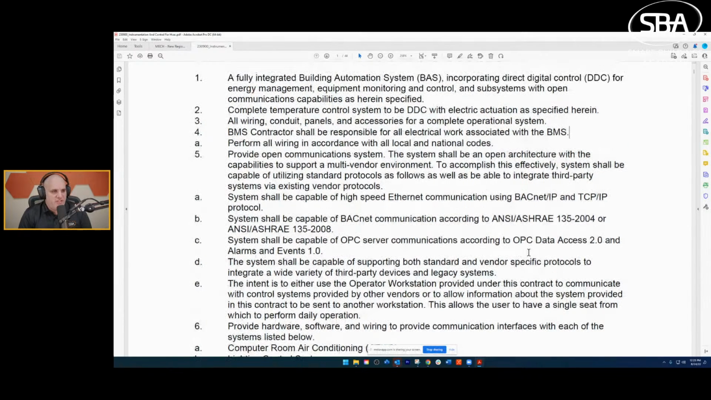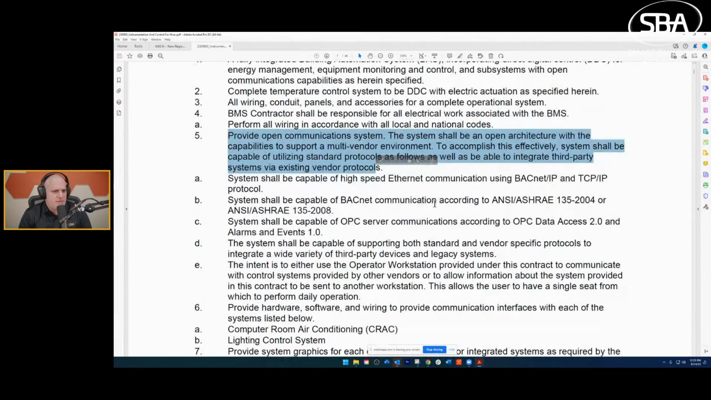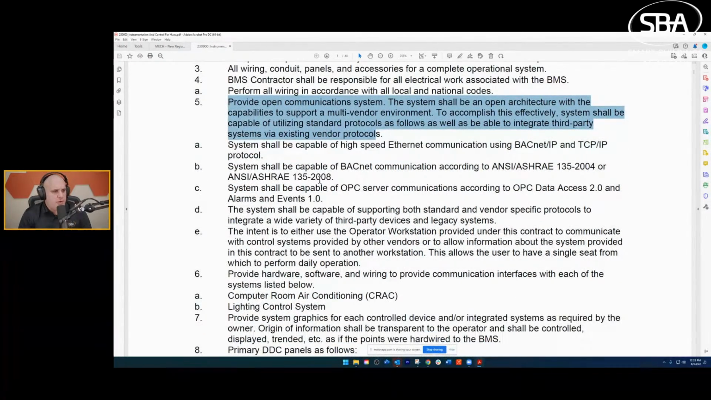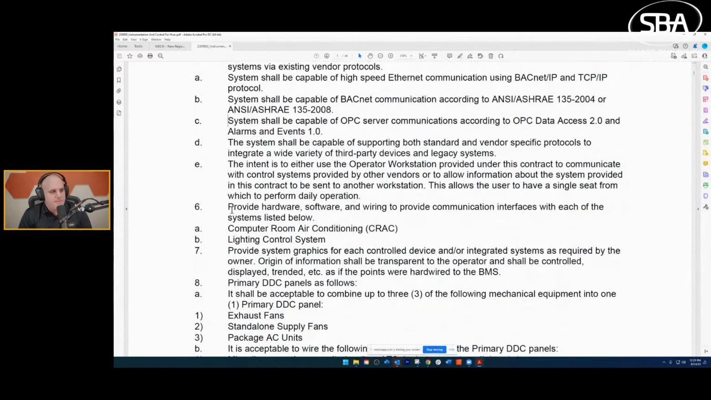Your general rule of thumb is that this applies to the information in this portion of the spec. That's typically it. Provide open communication system with multiple vendors. Okay, that, yeah, sure. BACnet, okay. OPC, this is a little interesting. Why do we need OPC? Do they have some form of SCADA system? OPC is kind of more of a SCADA-ish controls protocol, so I'd be interested in that.